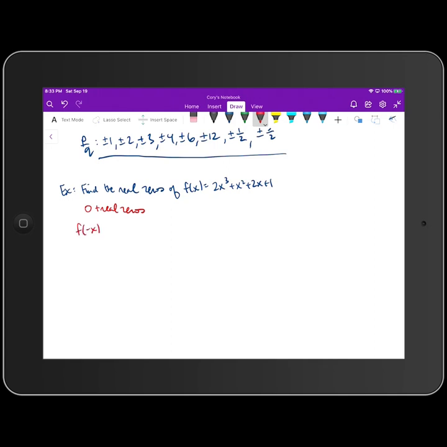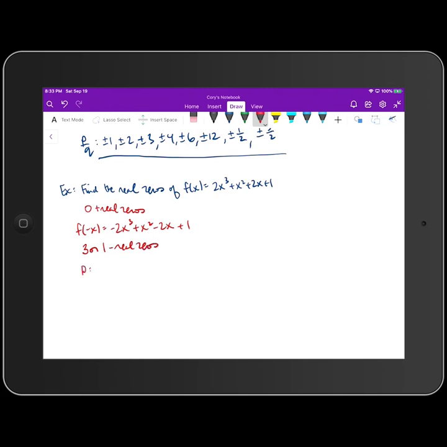If we want to get the number of negative zeros, we're going to count sign variations of f of negative x. So f of negative x becomes negative 2x cubed plus x squared minus 2x plus 1. And when we count sign variations here, the first term is negative. The next term changes to positive, so that's 1. The next term changes to negative, that's 2 sign variations. The last term is positive, that's 3 sign variations, so there are 3 or 1 negative real zeros.